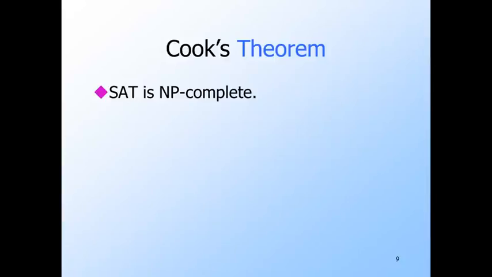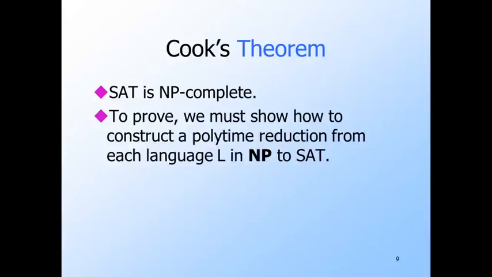We're now going to give the proof of Cook's theorem that the SAT problem is NP-complete. Since we don't have any NP-complete problems yet, we can't do a reduction from some other problem to SAT. Rather, we have to show how to reduce any problem in NP to SAT in polynomial time.